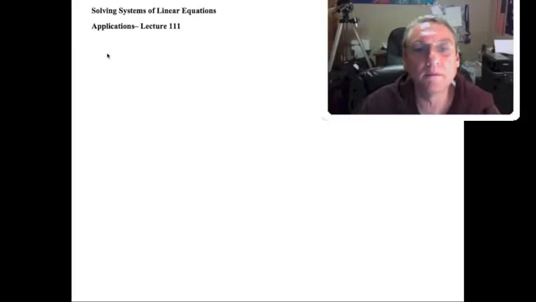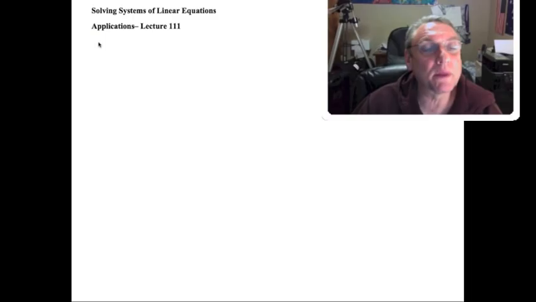Welcome back. Now, we've been considering the solving of a system of linear equations with two variables and two equations. We now want to see if we can put this into an application problem so that we can actually hone our skills on being able to solve a system of equations that comes from an application or a real-life scenario.